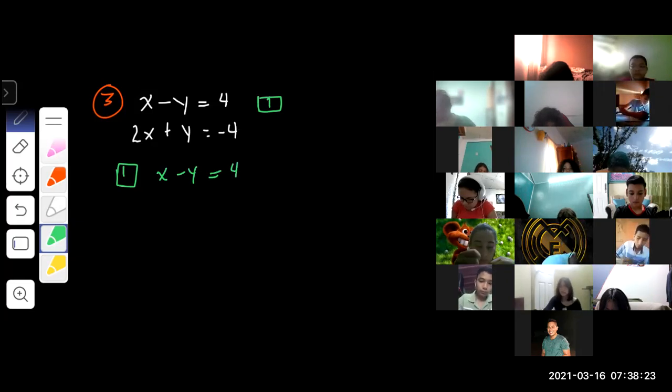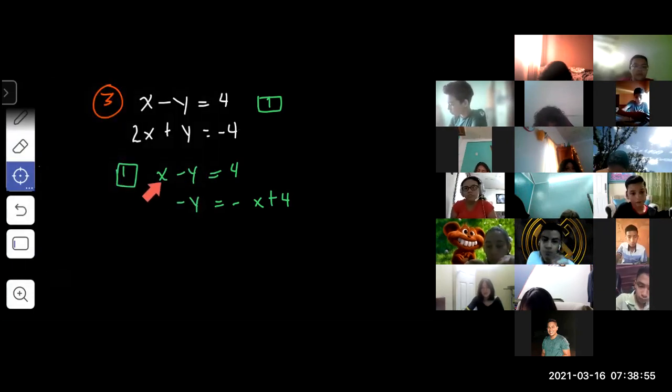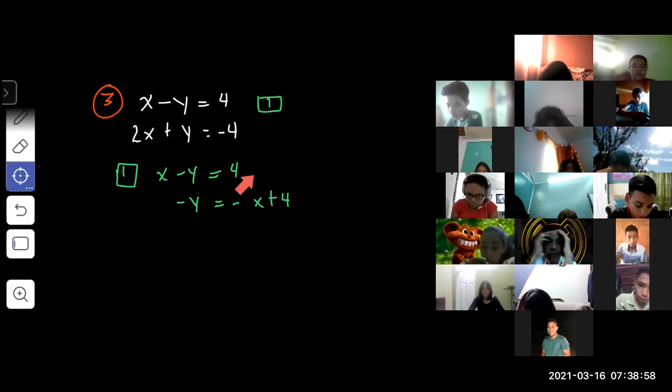Is y alone? No. Negative y is going to equal, and I'm going to move the x to the other side as negative x. And this 4, I only copy it. Take a look, what I did is I just got rid of the x. Sorry, I placed negative 2x, and that is just negative x, right? My mistake. This positive x is negative x, and this 4 I just copied.